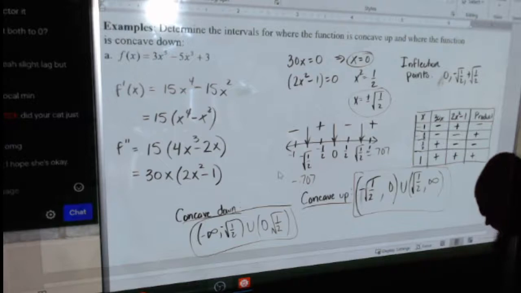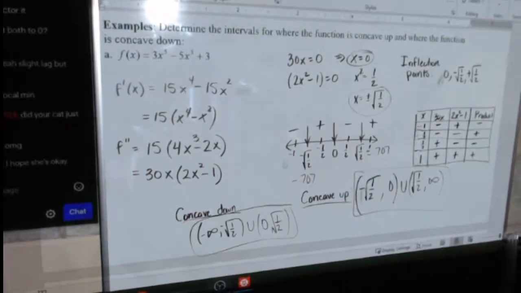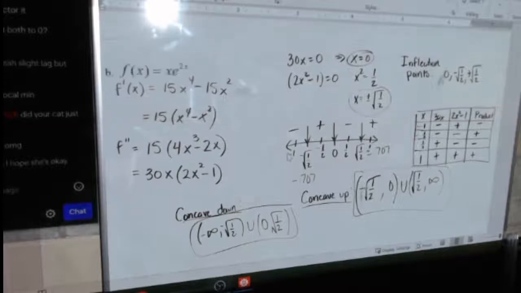Please try the next problem for next time, the x e to the 2x, and possibly give this one a shot as well on your own.